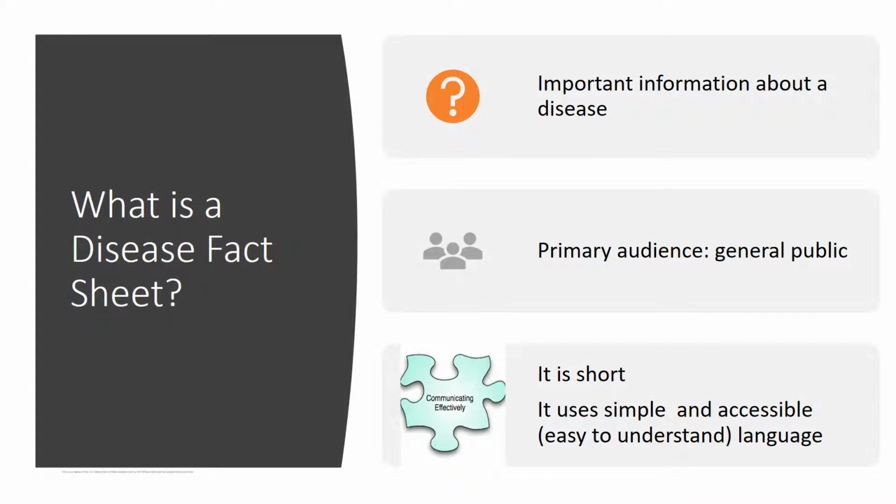What is a disease fact sheet? First, it provides important information about a disease. And the primary audience of the fact sheet is the general public. You are taking medical information and making it accessible to the general public. It is important to remember that you are writing it for the general public, not for medical professionals. And because of that, it needs to be short, simple, and in accessible language that is easy to understand for the layperson, someone who is not from the medical field.